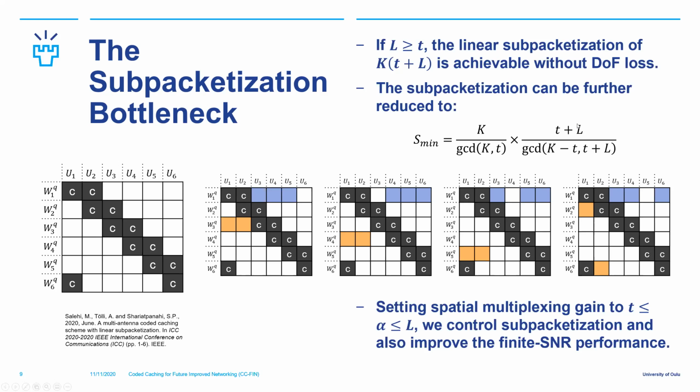Interestingly, it's possible to control subpacketization with this formula. In order to do so, we set a spatial multiplexing gain to alpha. Alpha is smaller than L, and we are reducing the degree of freedom, but we get some improved finite SNR performance. And again, I'm not going into technical details, but you can refer to the papers for more details.